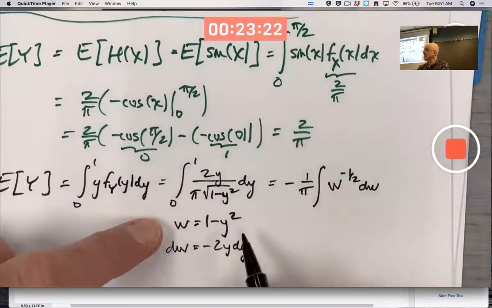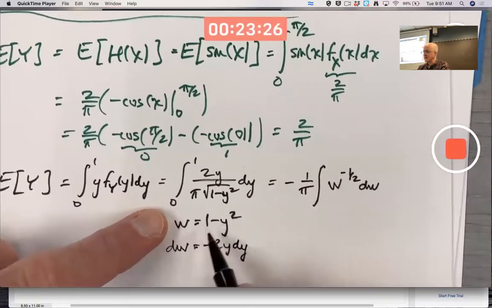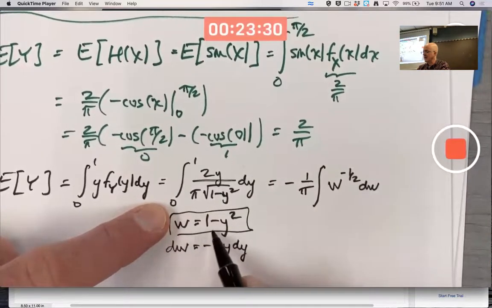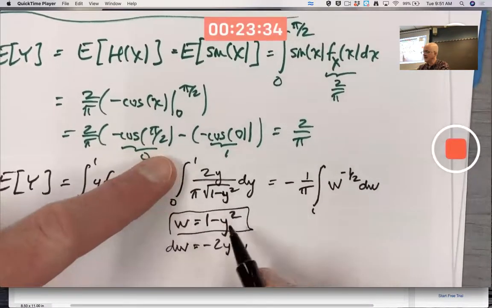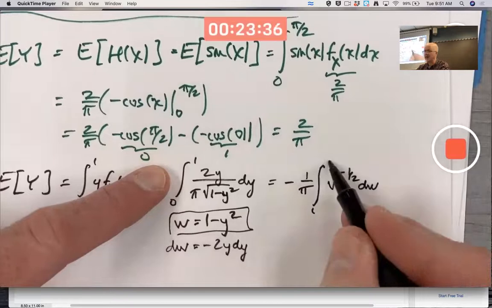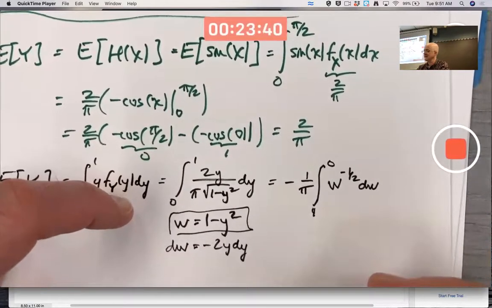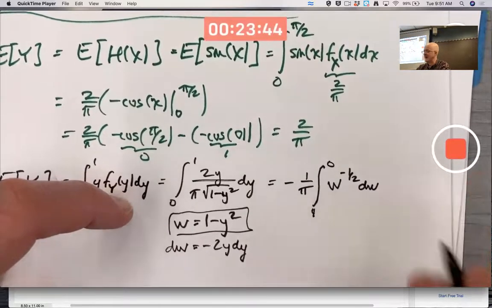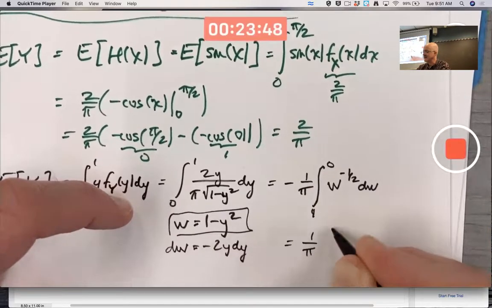You should change the limits of integration, though. You got to be careful when you do this. Use this equation here. When y is 0, w is 1 minus 0 squared, which is 1. And when y is 1, w is 1 minus 1 squared, which is 0. Huh. Is that wrong? No, that's actually right. However, you can switch them back to going from 0 to 1 and then just negate the negative sign to get a positive sign. This is the same as this.